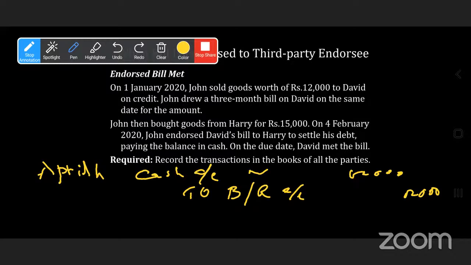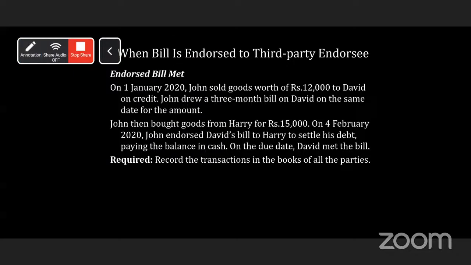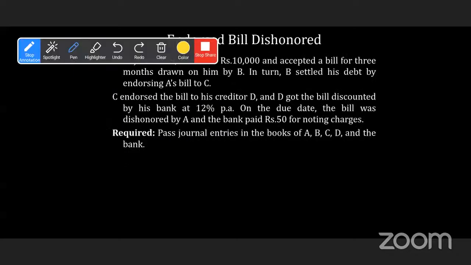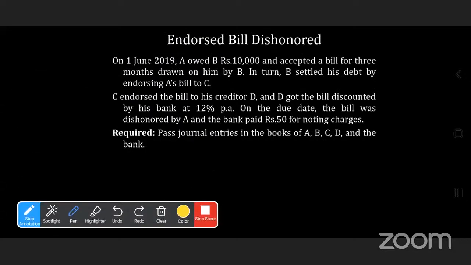Now let us see when the endorsed bill is dishonored. Sometimes when the bill is endorsed, this person may not be paying the amount. Then we have to write journal entries in all these parties' books.